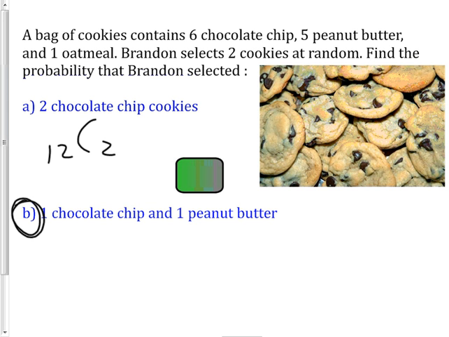12C2 is part of the question, but it's not the whole question. There's 12 cookies, choose 2 of them, and what does that come out to be?